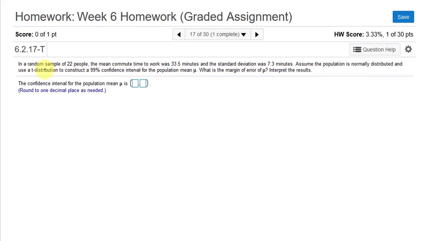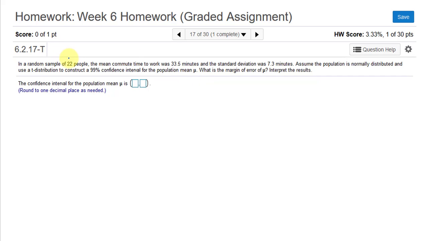Now, in a random sample of 22 people, the mean commute time to work was 33.5 minutes and the standard deviation was 7.3 minutes. Assuming that the population is normally distributed, use a t-distribution to construct a 99% confidence interval for the population mean mu.